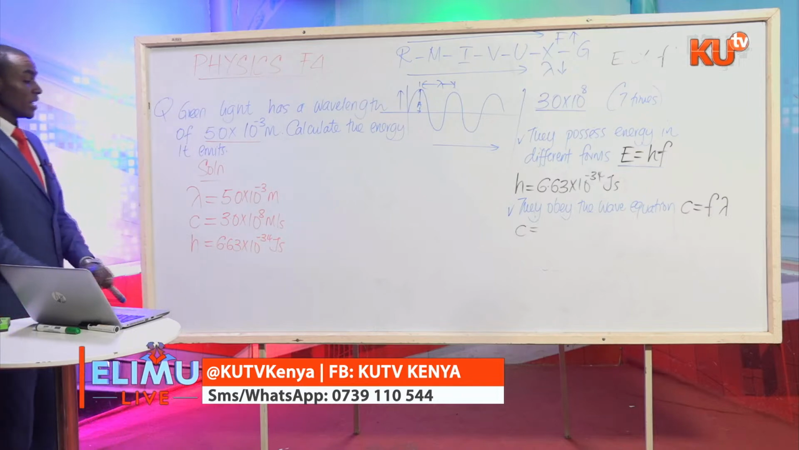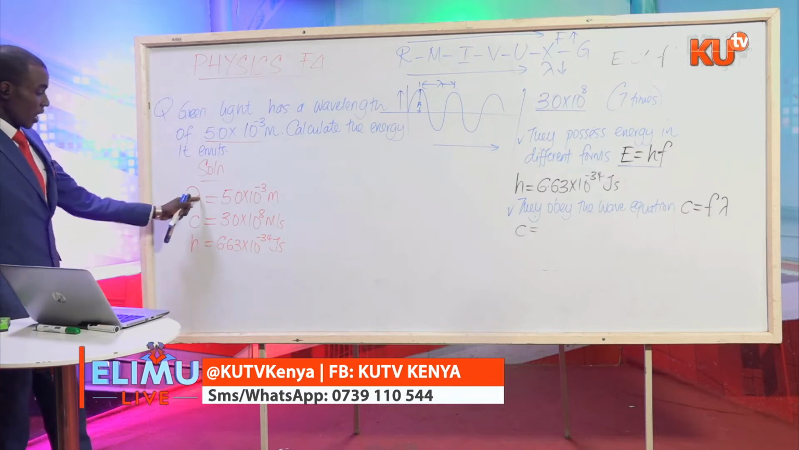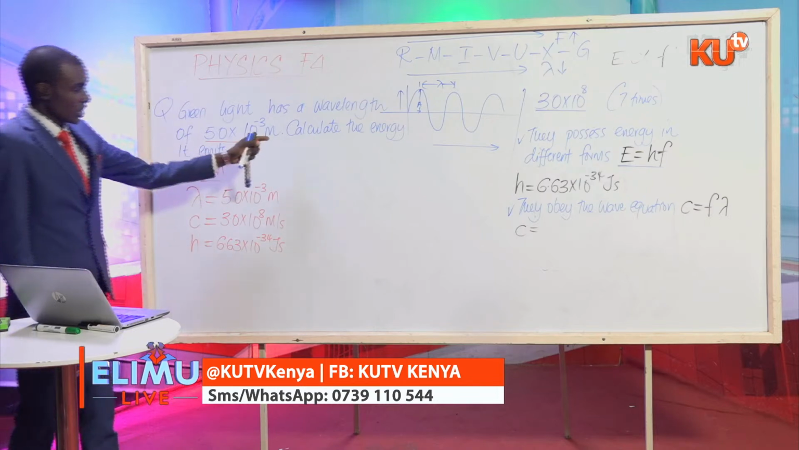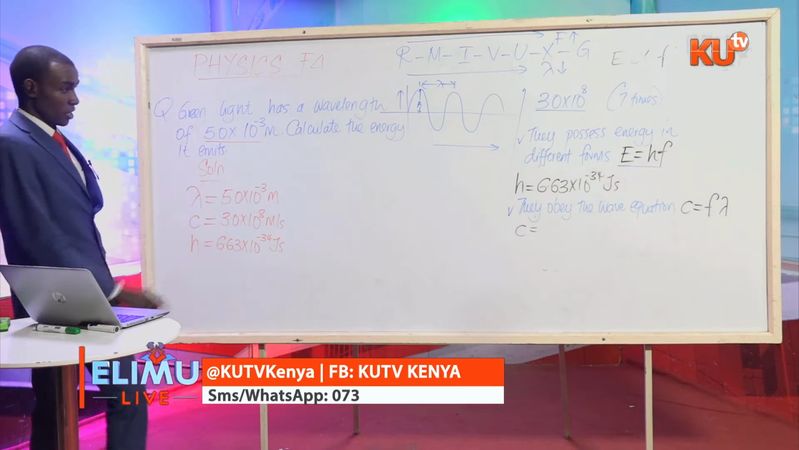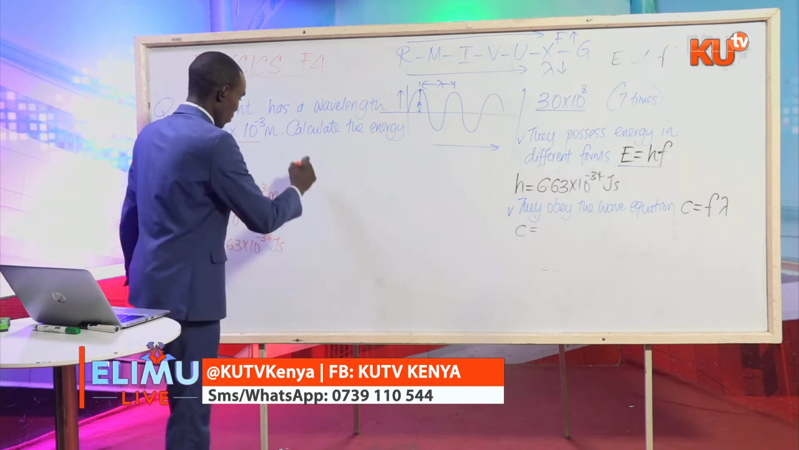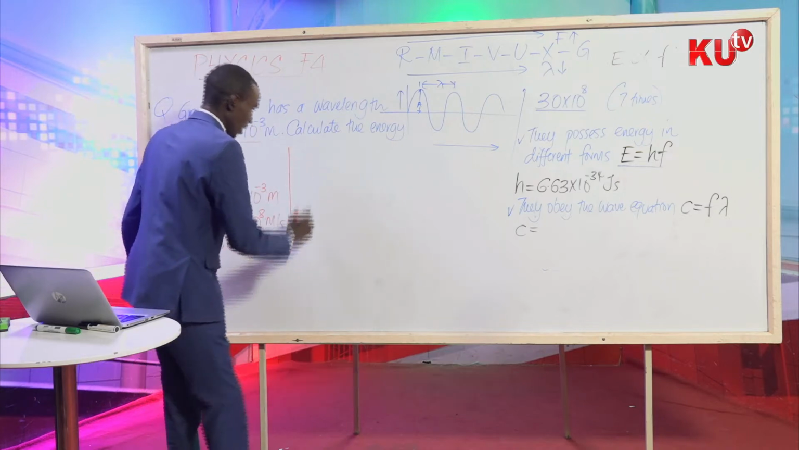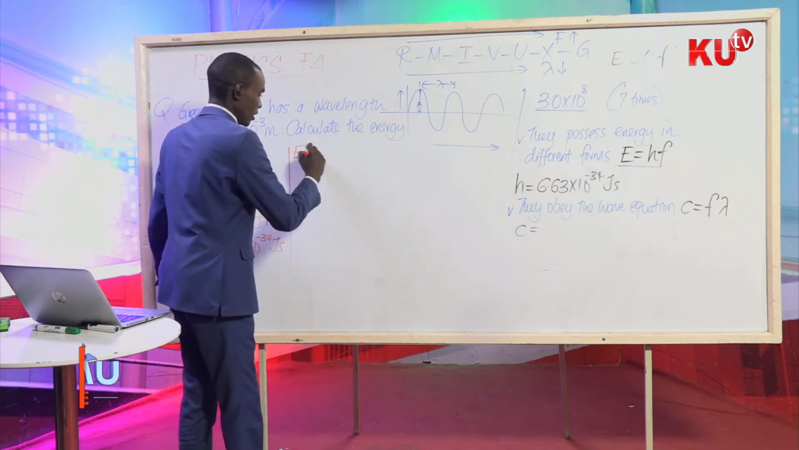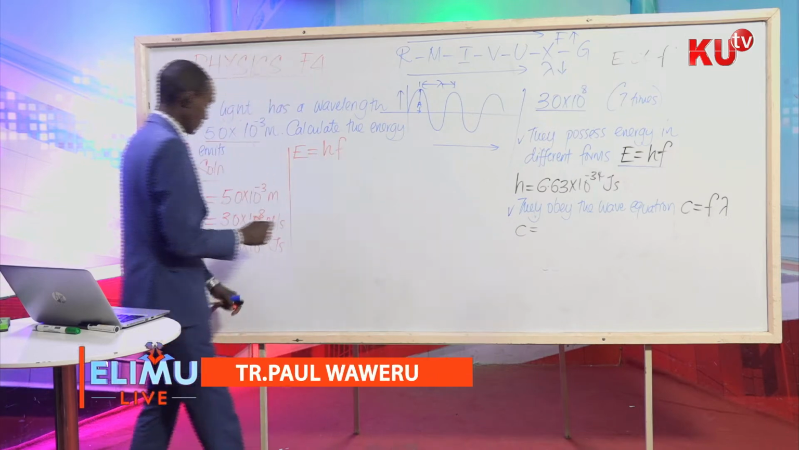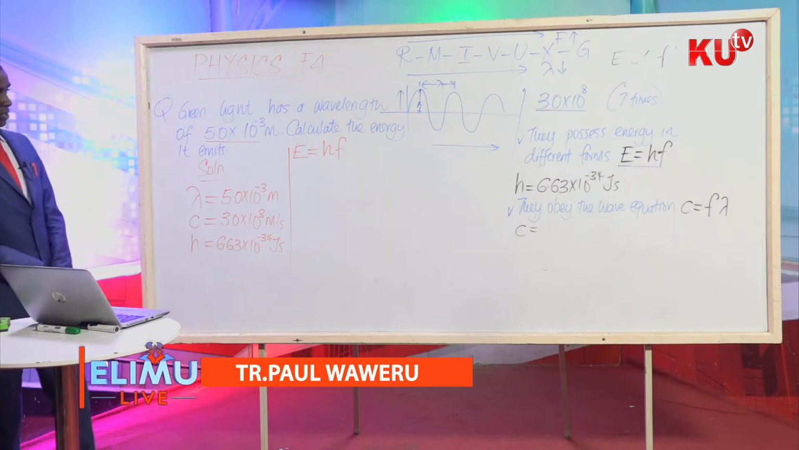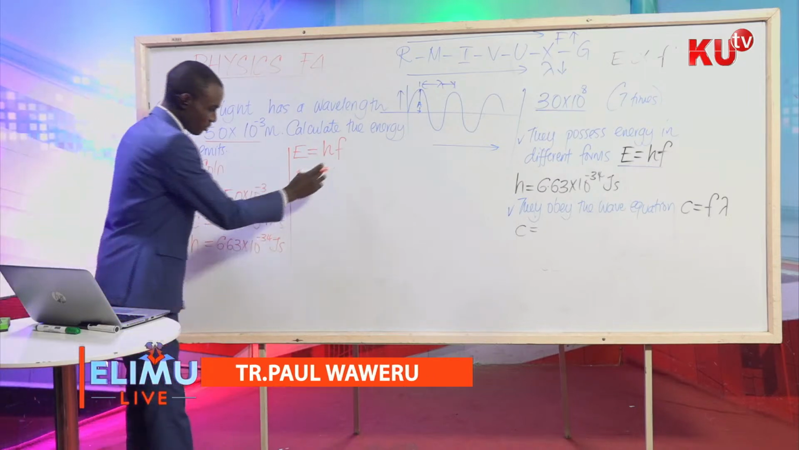So you then need to ask yourself, among these, what am I going to use in order to get the energy? Going back to our equation, we saw that energy is given by hf. But then, somebody might want to ask, but we have not been given f.